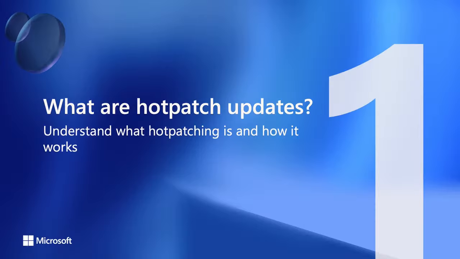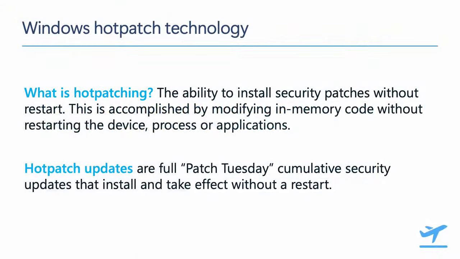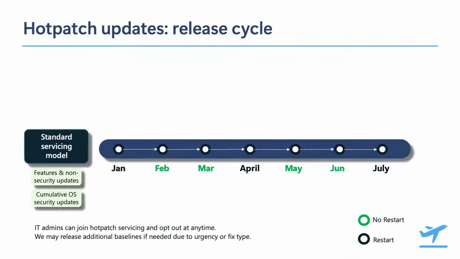What are Hotpatch updates? Hot patching is the ability to install security updates without a restart. This is accomplished by modifying in-memory code without restarting the device, process, or applications. Hotpatch updates are the full Patch Tuesday security update that include all the security updates that are in the same month's standard update, and they take effect without a restart. Let's give an illustration of how this is possible.